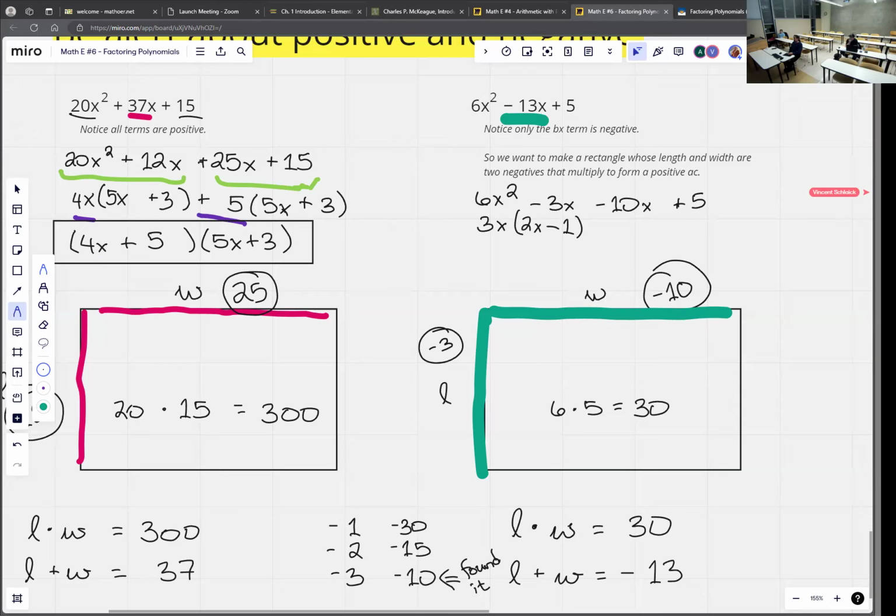Made you get the 3x to begin with again? Because I looked and 3 was the biggest thing for 3 and 6. That's the biggest factor common to both of them. Okay. And how many x's did they both have? They both had at least one.